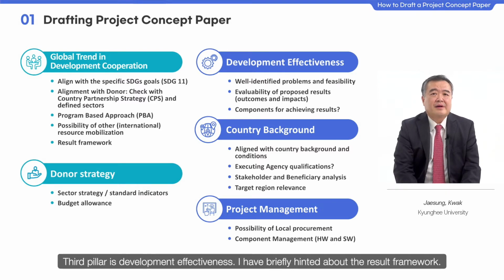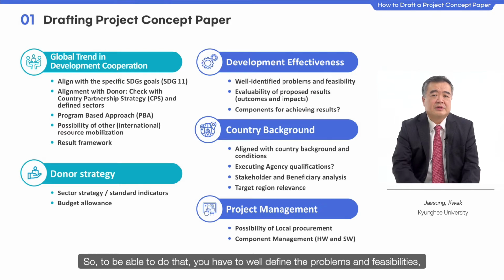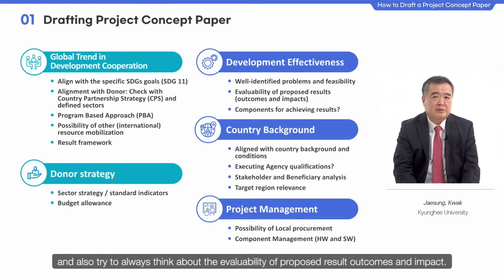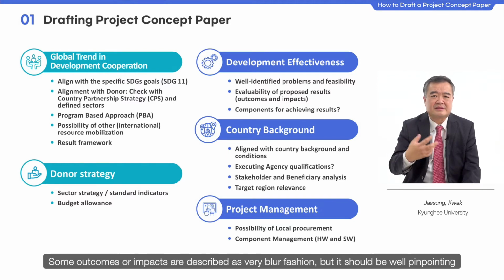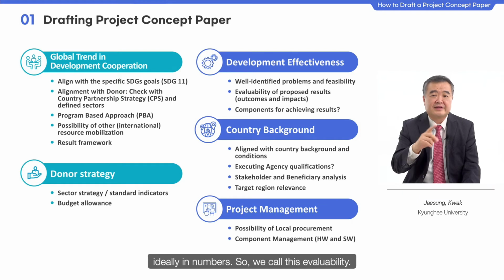Third pillar is development effectiveness. I have briefly hinted about the result framework. Yes, development effectiveness is the most important factor of your project. To be able to do that, you have to define the problems and feasibilities well. And also always think about the evaluability of proposed results, outcomes and impact. Some outcomes and impacts are described in a very blurry fashion, but it should pinpoint the concrete results, outcomes, targets and indicators you are trying to achieve, ideally in numbers.